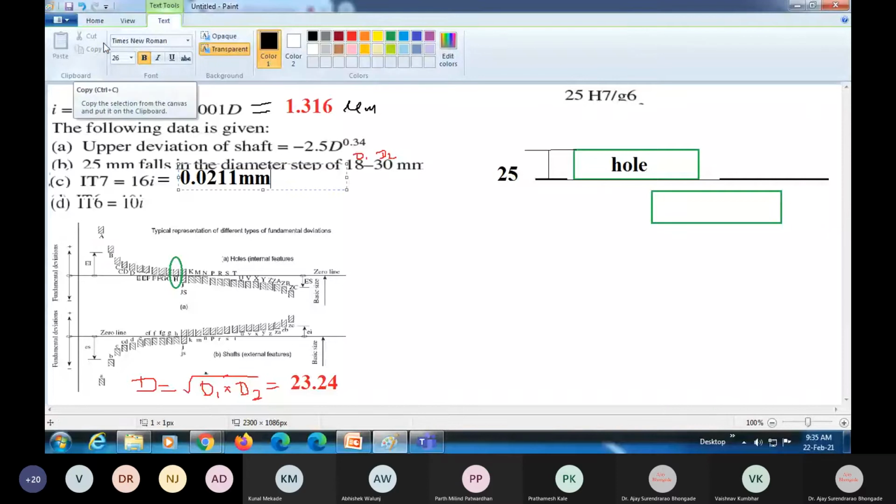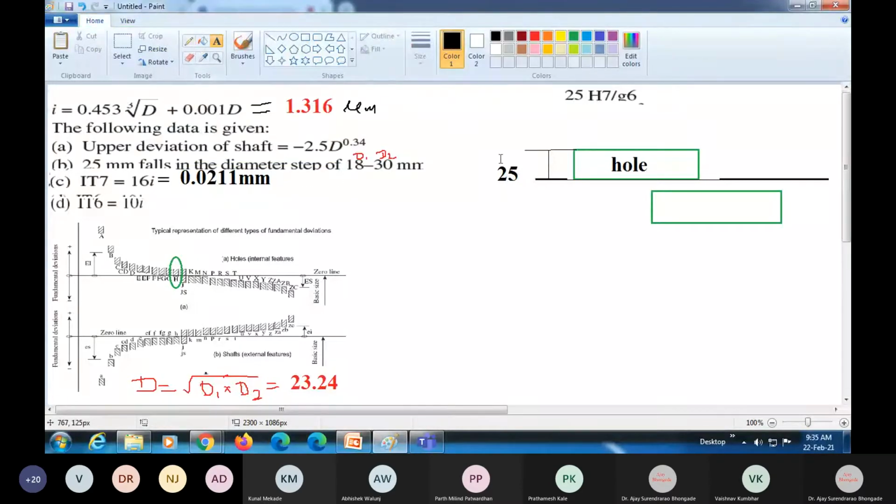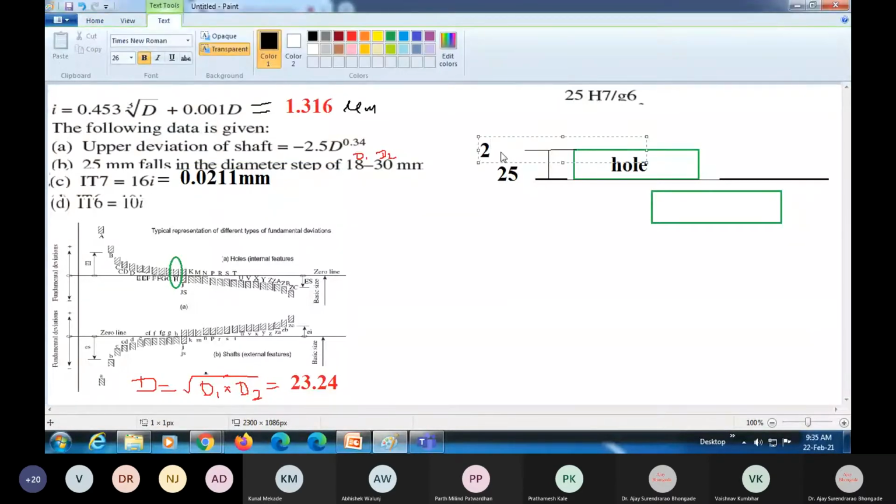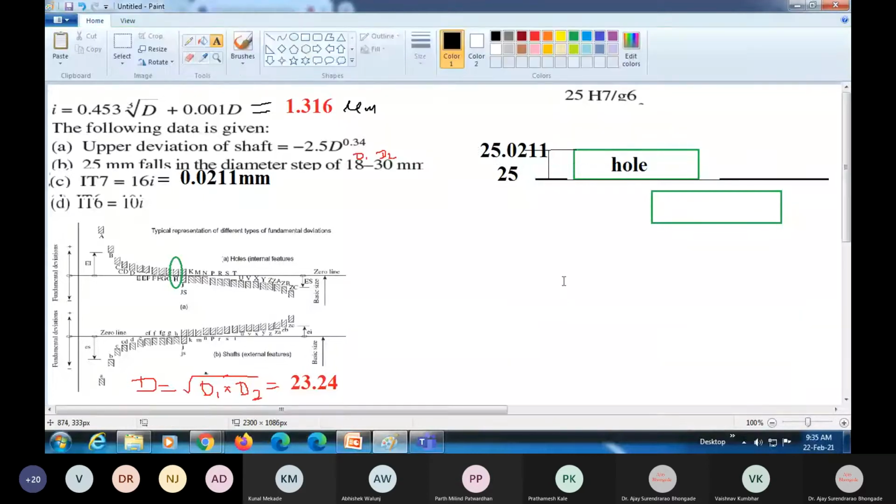So let me keep off the other. So that will be 25.02, right? So the upper limit of the hole is now 25.0211. That is the upper limit. Now this part is already done. Now let us talk about the upper deviation of the shaft. We had done 25 mm, and IT7 we had already worked out.